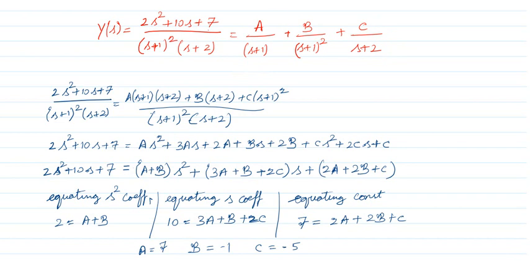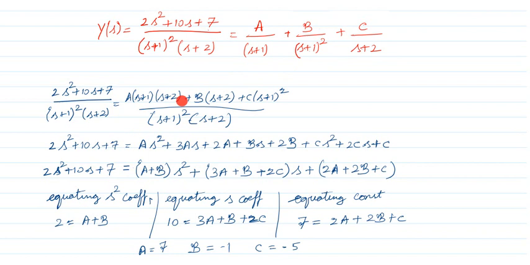This is very important, right? If there is no square, we can simply take A by s plus 1. Since we have a square term, we write A by s plus 1 plus B by s plus 1 whole square. Now find out A and B. This is a partial fraction.